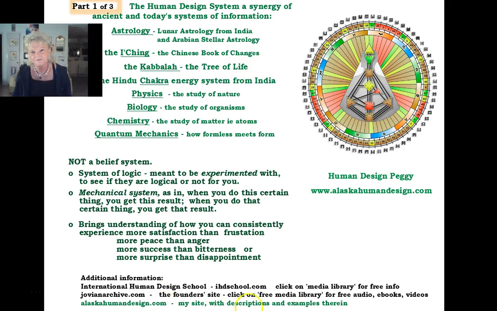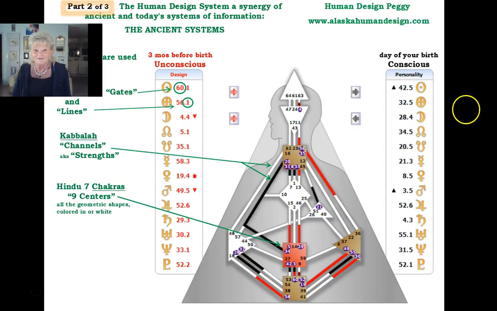But I just wanted to show this first slide again to say that this video is a continuation of the human design system and what it's comprised of. So I'll just quickly go through the astrology, I Ching, Kabbalah, and the Hindu chakra system, 7 chakras. Those are the 4 ancient systems that this is comprised of. And the modern systems are physics, biology, chemistry, and quantum physics, or quantum mechanics. All right, so let's go to part 2.